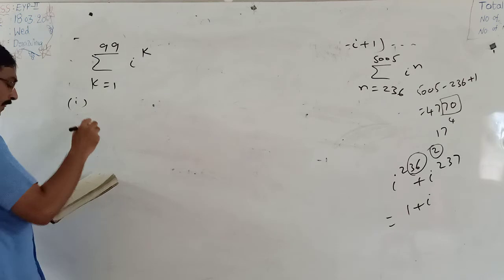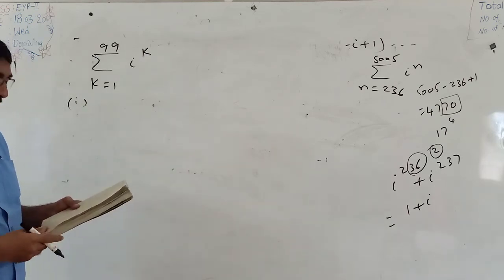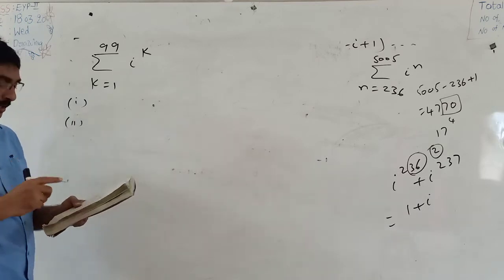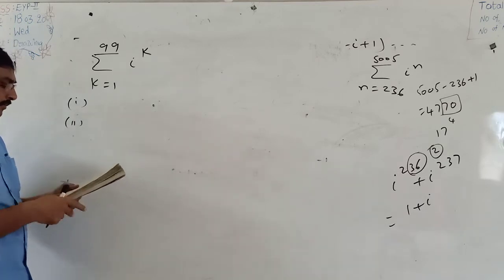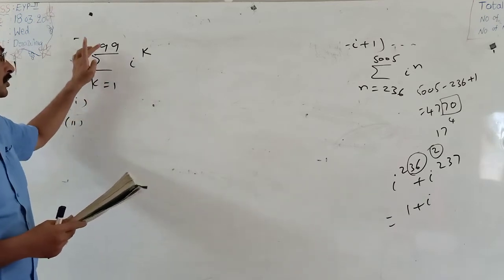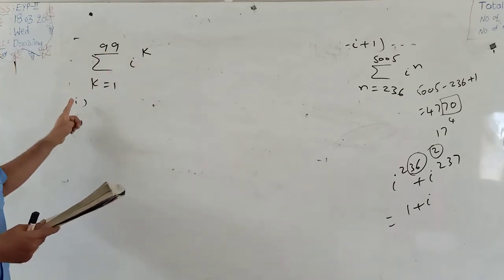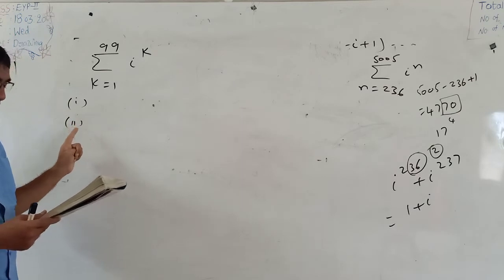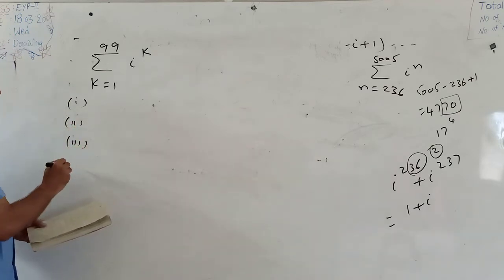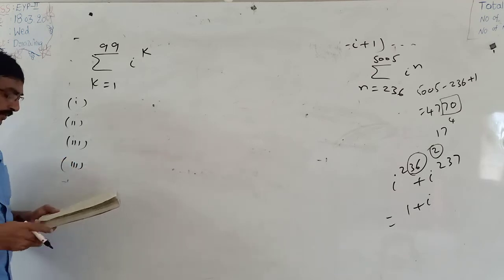Required. First one, number of real terms. Second one, see the notes. I am reading the problem. For this series, sixth problem. For this series, sigma k equal to 1 to 9 I power k. Number of real terms, number of imaginary terms, number of positive terms, number of negative terms.